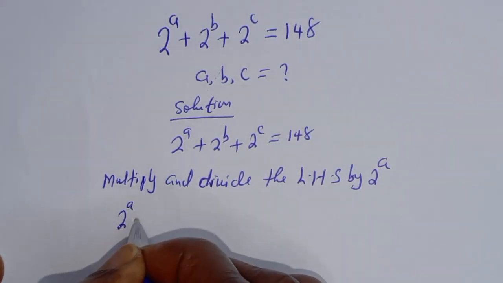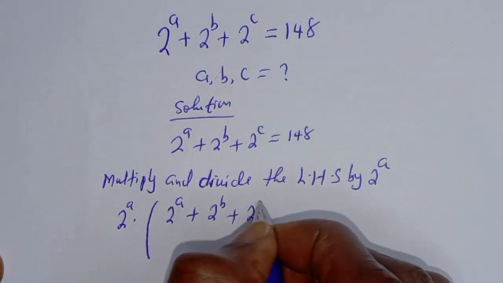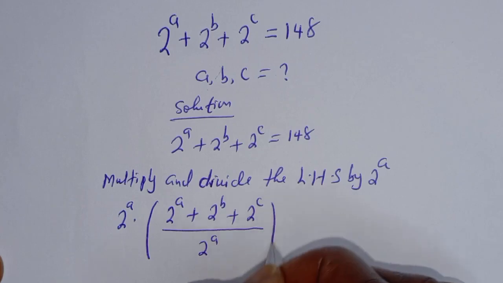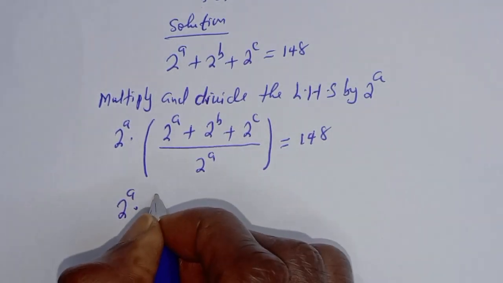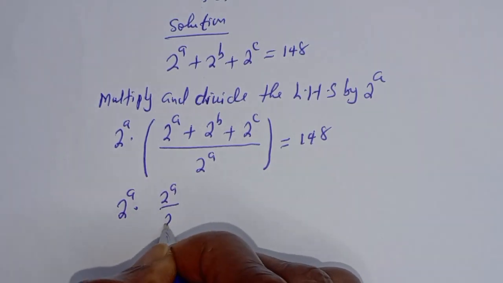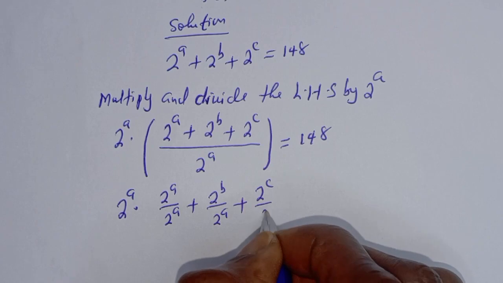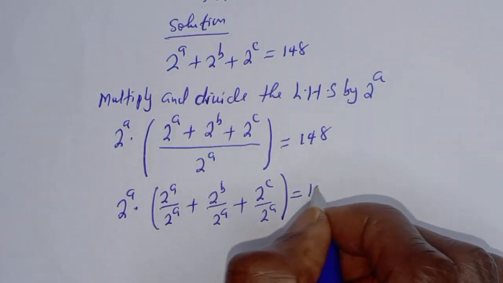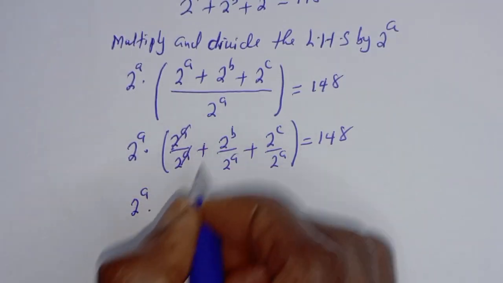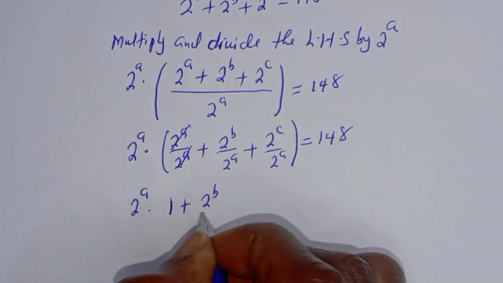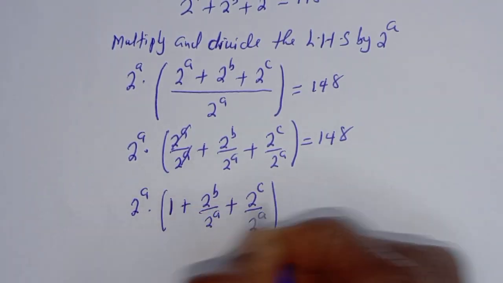That is 2 to the power of a multiplied by 2 to the power of a plus 2 to the power of b plus 2 to the power of c over 2 to the power of a is equal to 148. And this is 2 to the power of a multiplied by, here is 2 to the power of a over 2 to the power of a plus 2 to the power of b over 2 to the power of a plus 2 to the power of c over 2 to the power of a is equal to 148. We have 2 to the power of a multiplied by this divided by this. We have 1 plus 2 to the power of b over 2 to the power of a plus 2 to the power of c over 2 to the power of a is equal to 148.